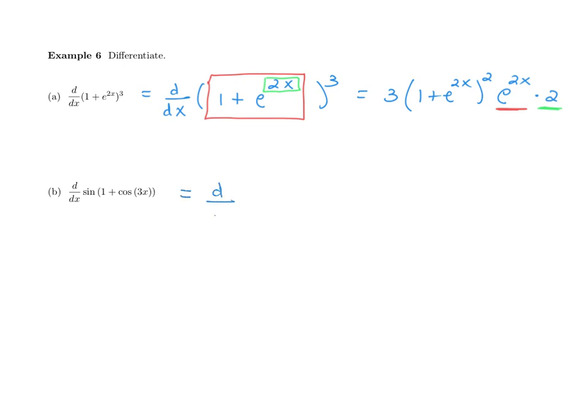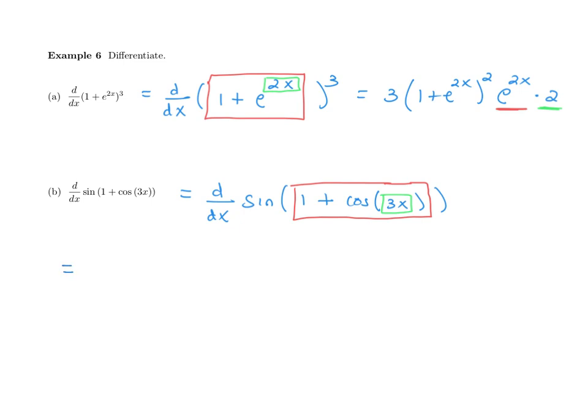So I'm taking the derivative of sine of 1 plus cosine of 3x, and there's no exponents, it's just this function here. All right, we got one composition, it's sine of this thing, but within that, there's also this. Again, we have 2 compositions. I am anticipating using the chain rule 2 times.